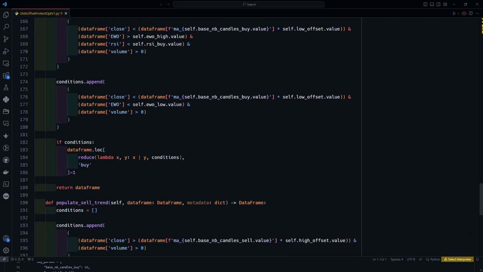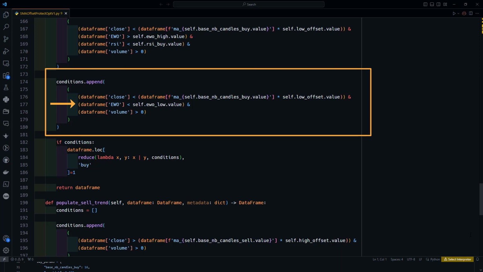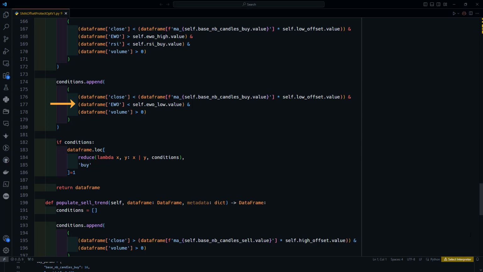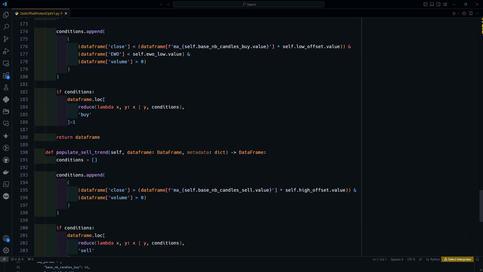a price increase. However, in the second set of conditions, the Elliott wave oscillator value is below a specific low threshold. This could indicate strong negative momentum or a bearish trend. The strategy might interpret this as a potential reversal point where the price could start to increase. And since the conditions are evaluated in parallel, there's no hierarchical preference over one or the other. The strategy treats both conditions as equally valid for generating entry signals.